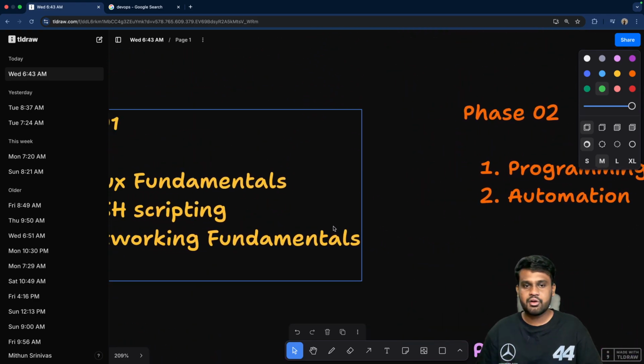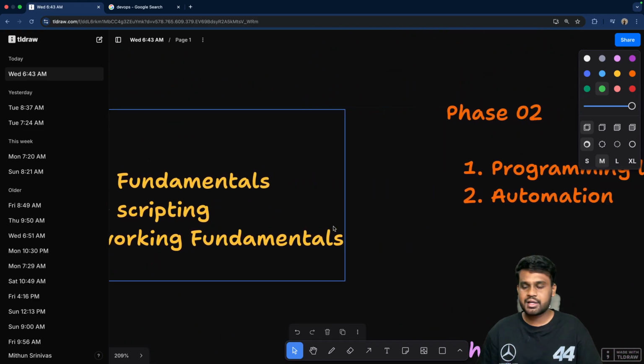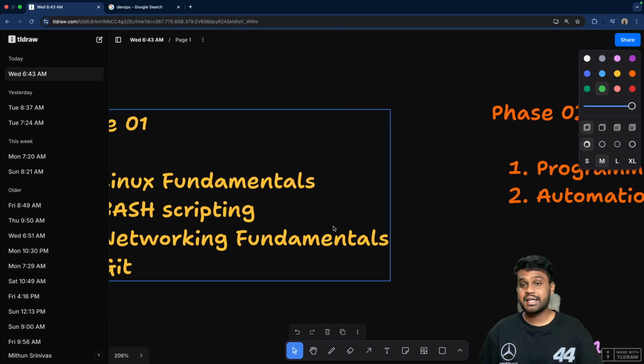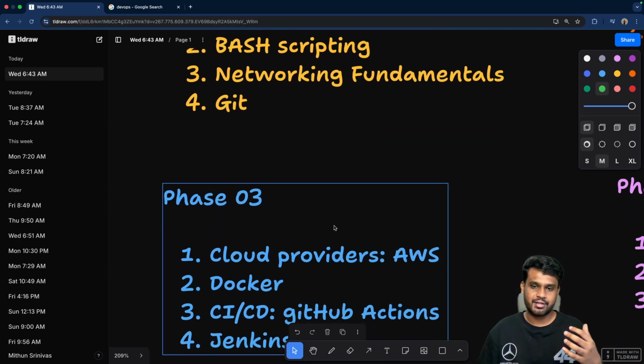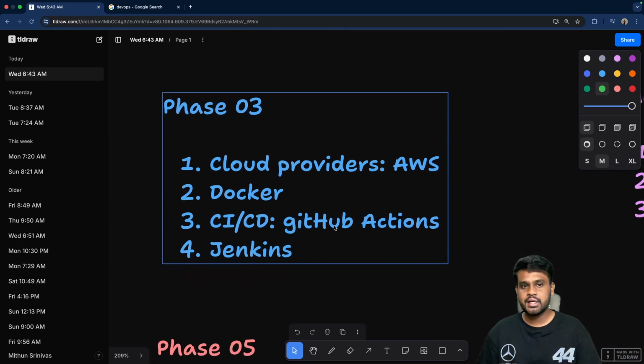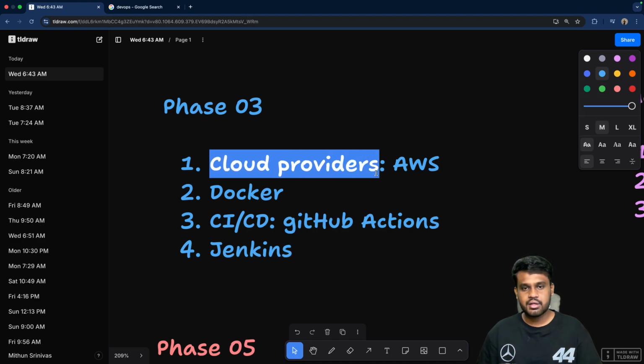Now, till now we haven't entered into the development part or the operations part. Till now we are getting ourselves ready to enter, and in the phase 3 comes the major checkpoint where we will learn different cloud providers. There is AWS, GCP, Azure. Don't try to master everything at once. Pick one and master it.